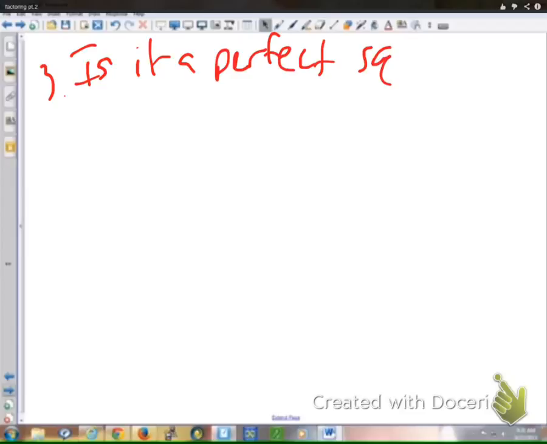It's really hard to write on here, so I apologize for the messy handwriting. I mean that as a compliment. Is it a perfect square or cube?